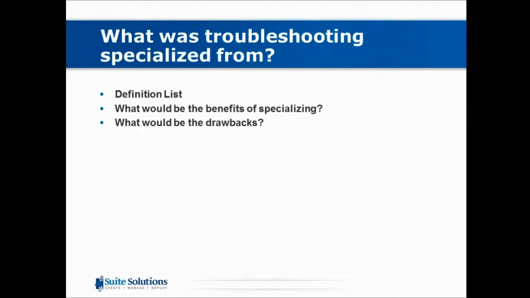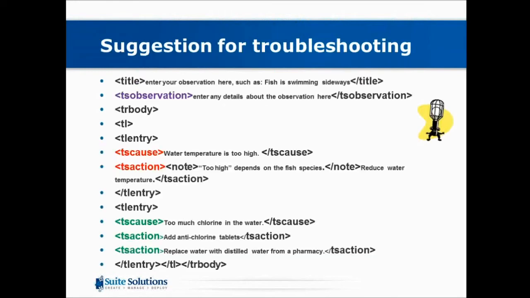So you may have guessed where this was specialized from, but there's a really useful element in the DITA standard called DL, definition list. We've changed it to TL. Definition list has a DL entry; we've just changed it to TL entry. And we did a few more, but the idea is that we've based it on an existing element.